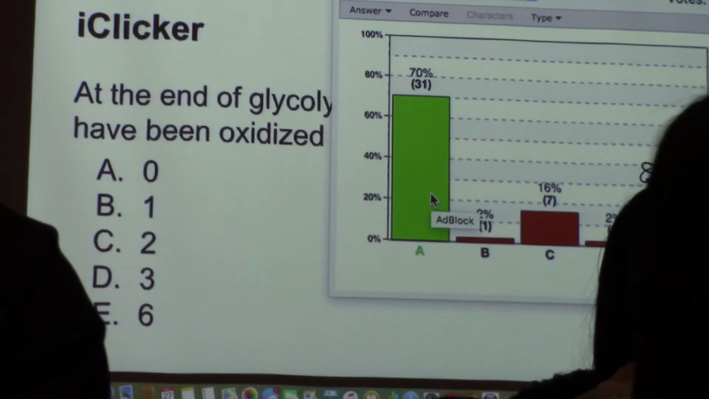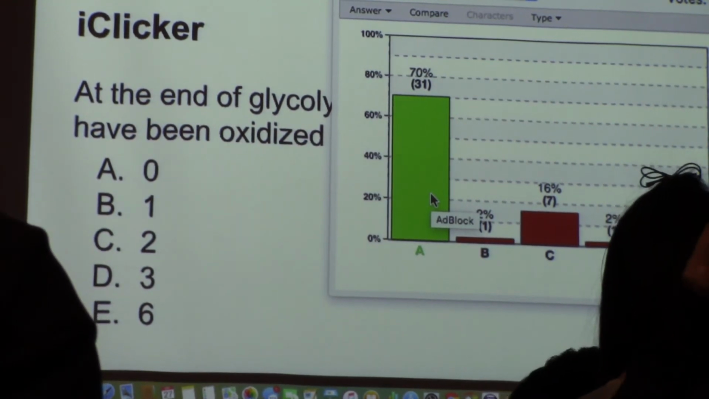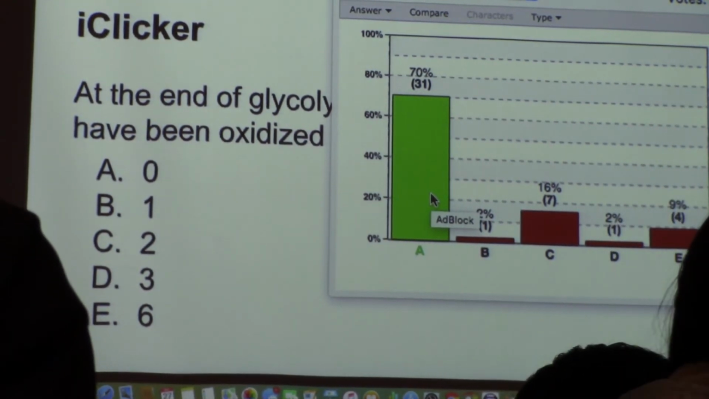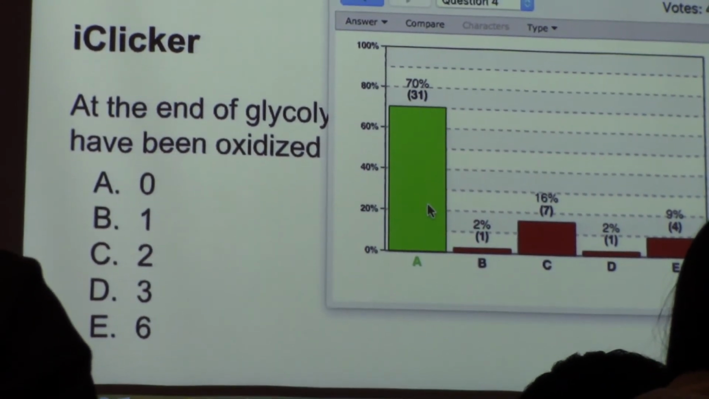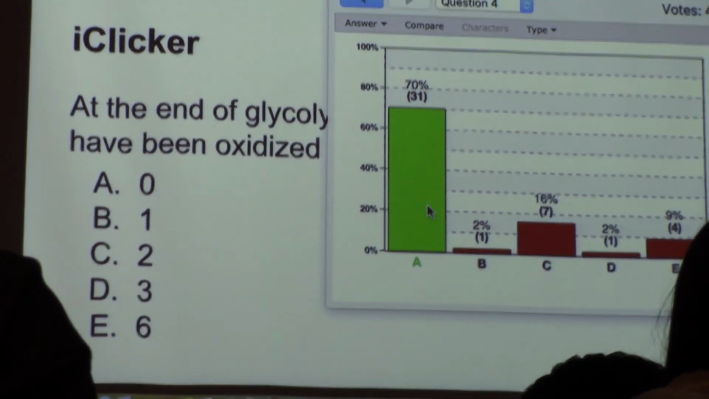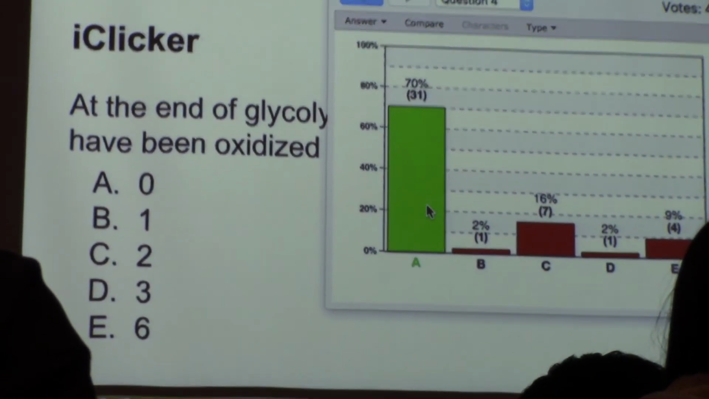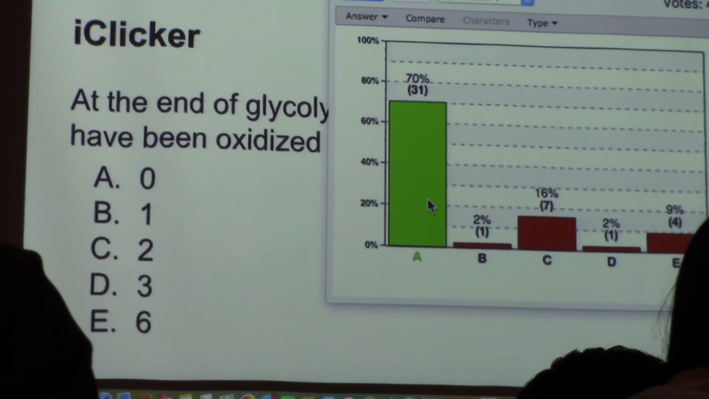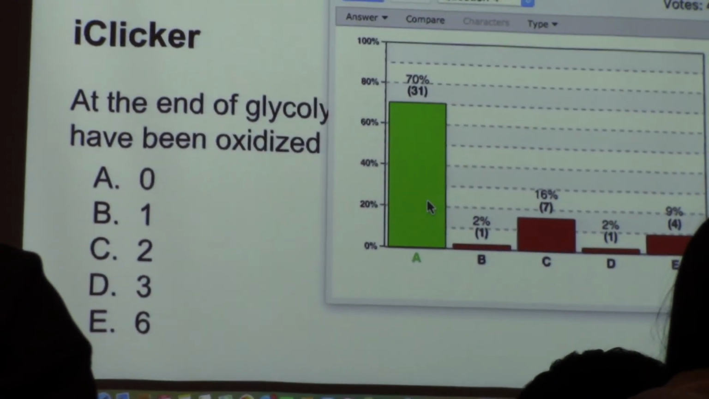At the end of glycolysis, what's the ending molecule of glycolysis? And pyruvate has how many carbons? 3. And how many pyruvates do we have? 2. And so that's a total of how many carbons? 6. And how many carbons does glucose have? 6. So we haven't lost any carbons yet, right? Yeah? Okay.